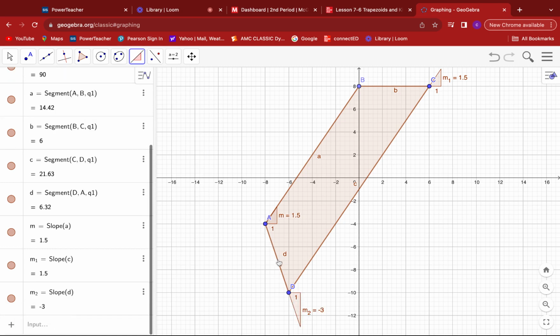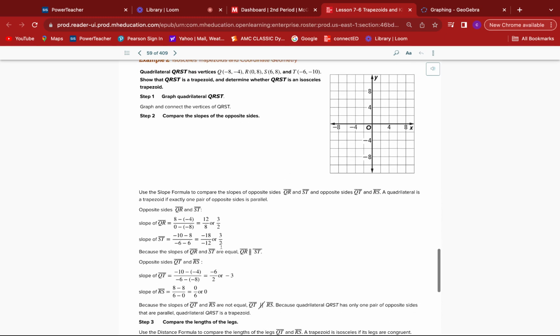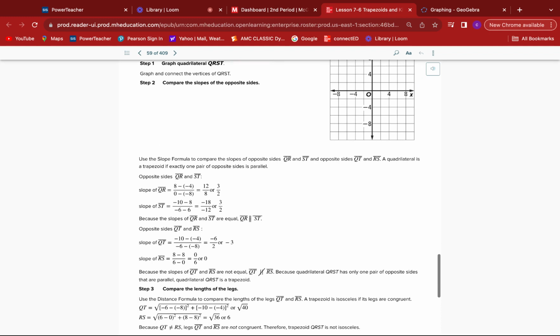AD is a -3. BC is a 0. These are not parallel. All right, so this is, in fact, a trapezoid. And you can see that by doing the slopes here. So yeah, it's a trapezoid. You've got a set of parallel sides, and the legs are not parallel.